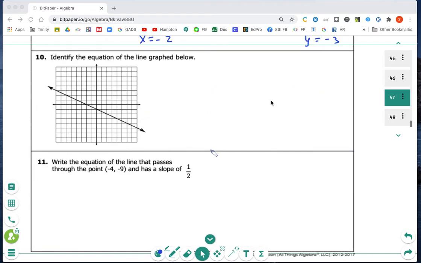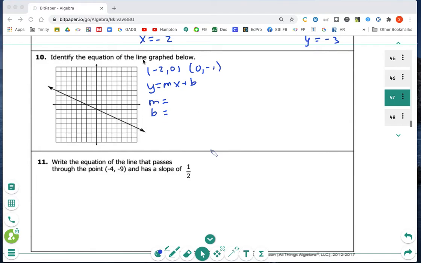Identify the equation of the line graphed. Since I'm not given anything with this graph, I'm going to look for some ordered pairs. The first ordered pair that I see is negative 2, 0. And the second ordered pair that I see is 0, negative 1. I'm going to go ahead and find my slope. But because I'm doing equation of the line, I need to write y equals mx plus b, m equals, b equals. Every time I see equation of the line, those are the first 3 things that I write.